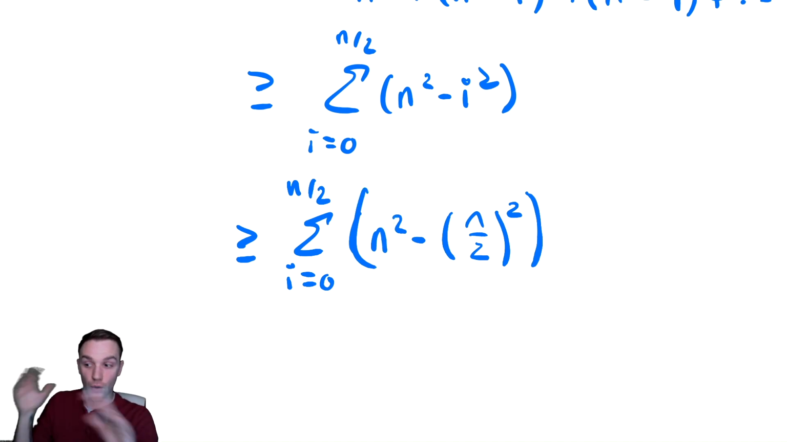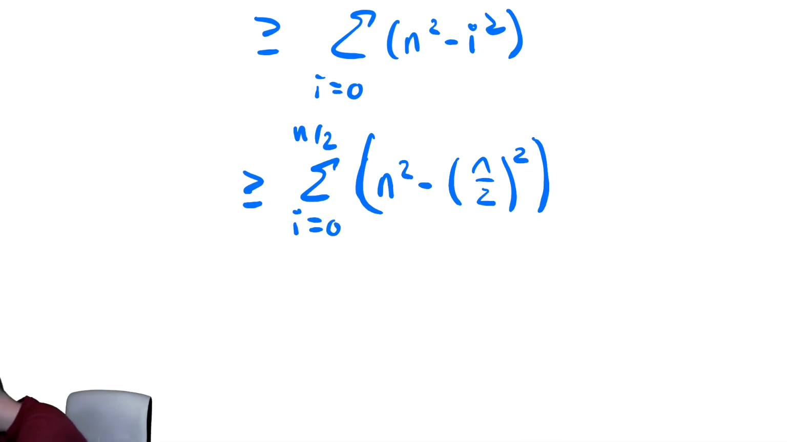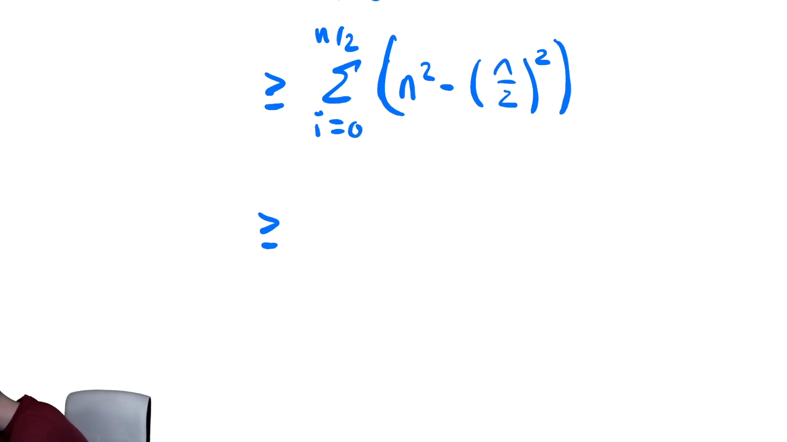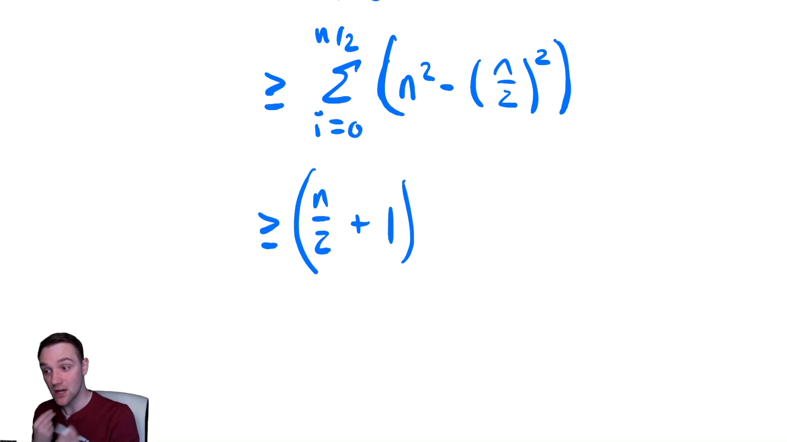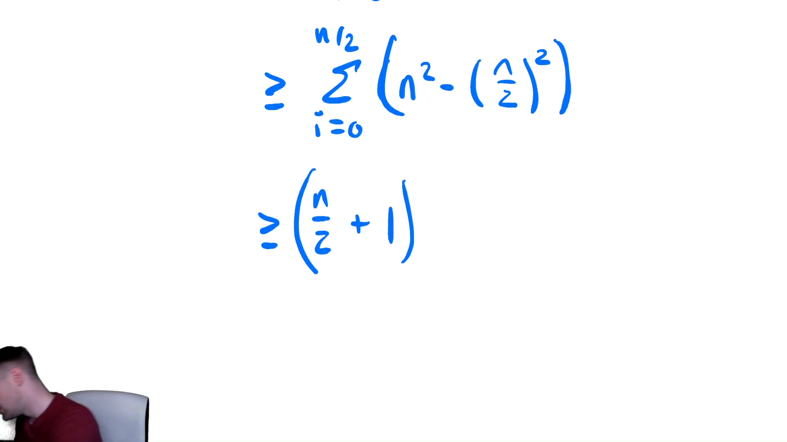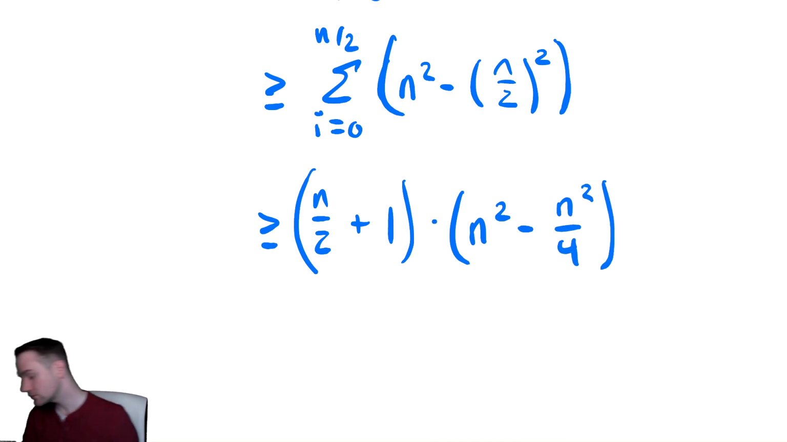That quantity, for all intents and purposes, is fixed for that summation. Therefore, we need only multiply that quantity by the number of terms in the summation. So, this is greater than or equal to the top bound of the sum minus the bottom bound plus 1. n over 2 minus 0 plus 1 is n over 2 plus 1, times the thing inside of the summation. This is, again, the number of terms multiplied by the thing that's inside of the summation, which in this case is n squared minus n squared divided by 4.